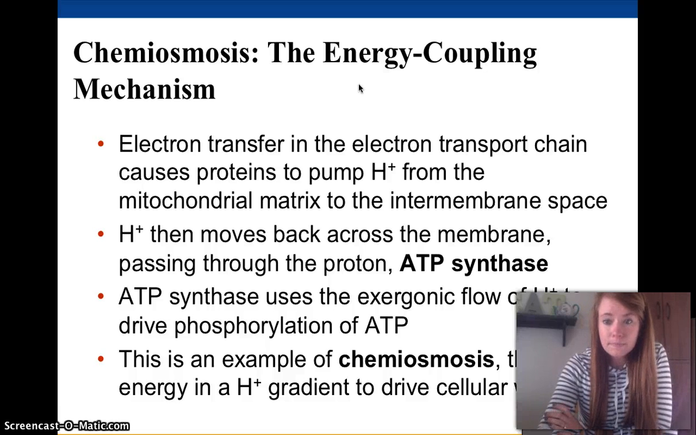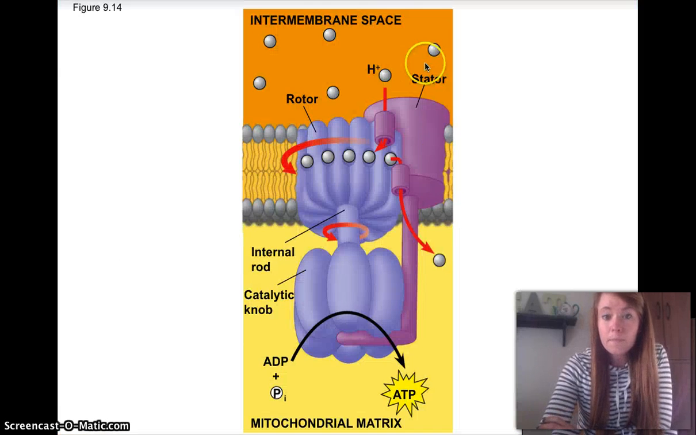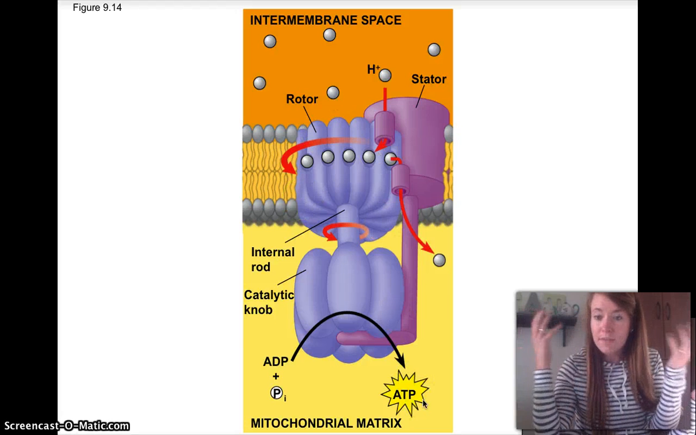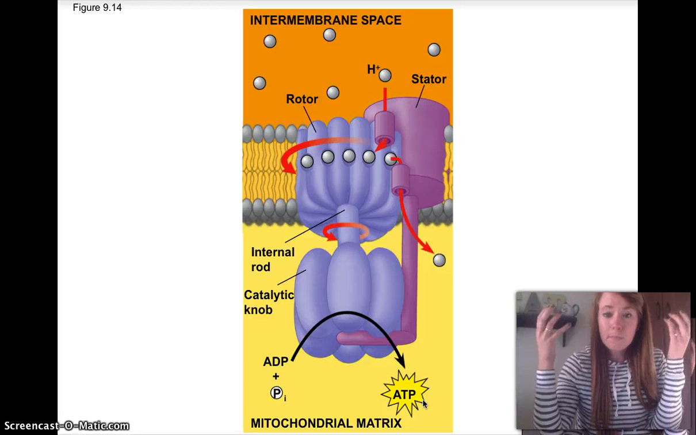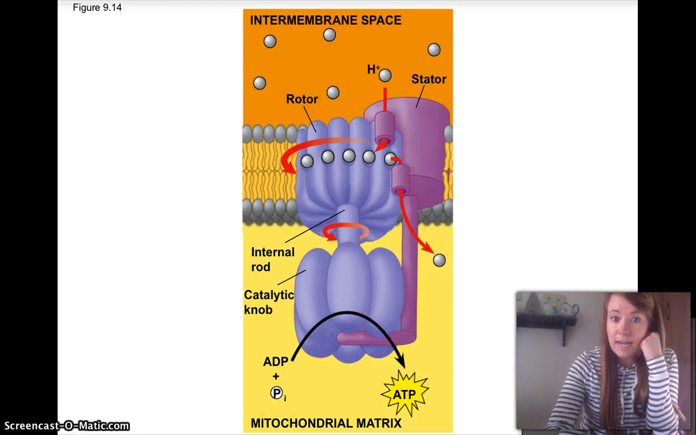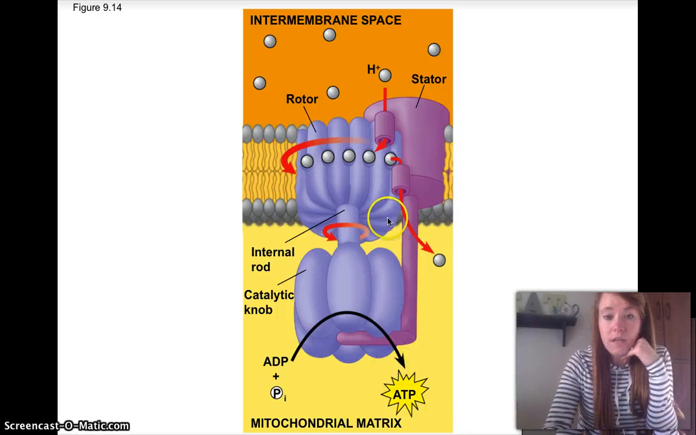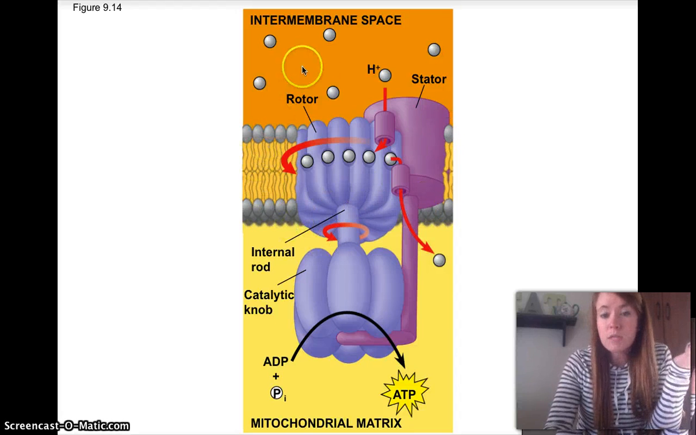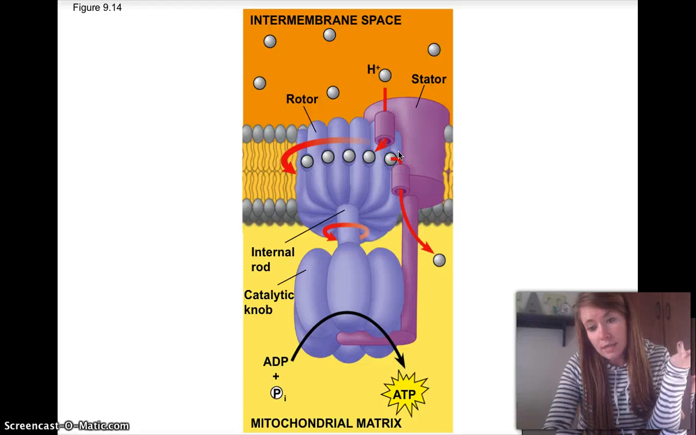And as they're passing through, the kinetic energy of them moving provides enough energy for ATP synthase to make an ATP molecule. There's a lot of mechanics happening here. The proton comes in, the rotor spins, and so on. Basically, this proton enters the ATP synthase.